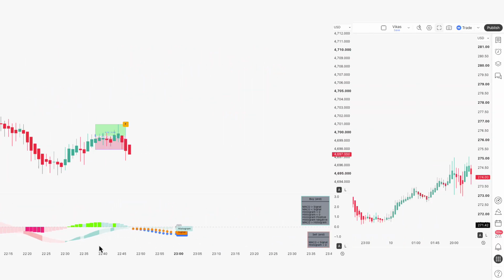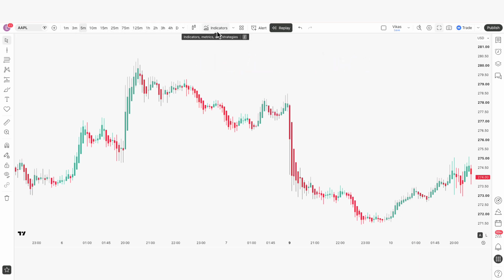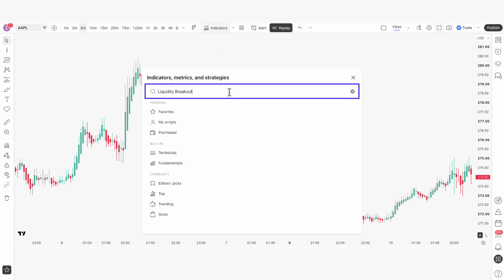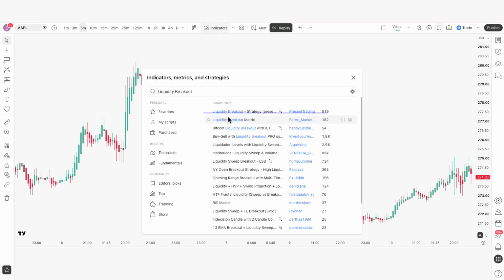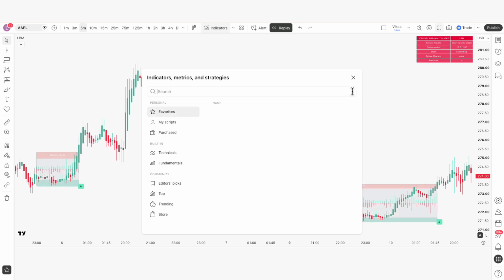Let's start the video. We open the Apple 5-minute chart. And don't sweat the time frame either. Next, you'll want to find those magic indicators. Head over to the Indicators tab and search for the liquidity breakout. Select the indicator made by Forex Market and add it to the chart.